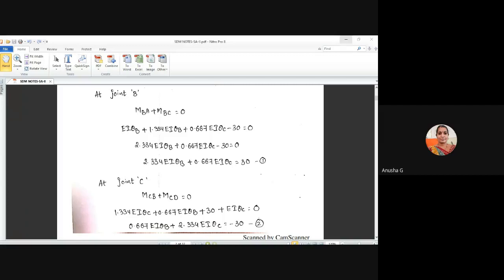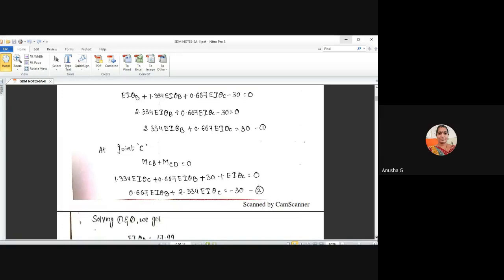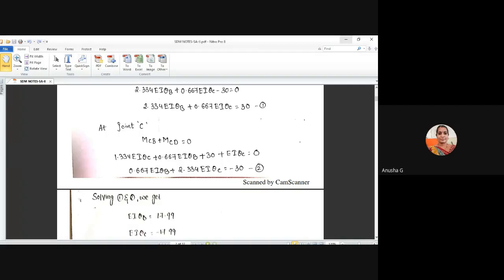18.7. Once we solve these two equations, we will get 17.99 or 18. You have to check the correct answer. Then you can take directly 18. If you get 18, you can take 18. Whatever value you get, you have to get the same answer. You will get 18 mostly, 17.99 or 18.